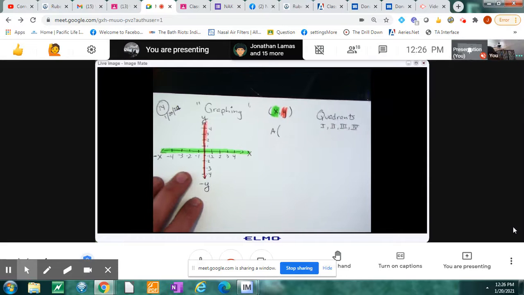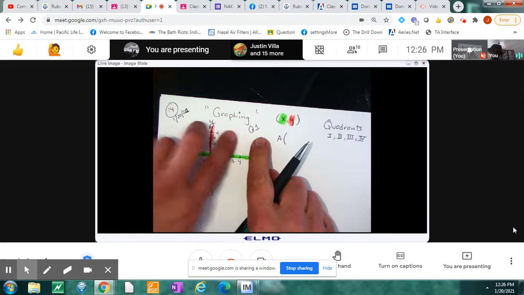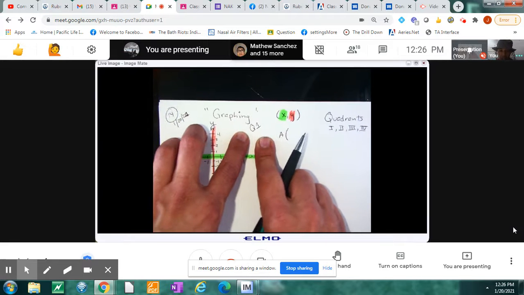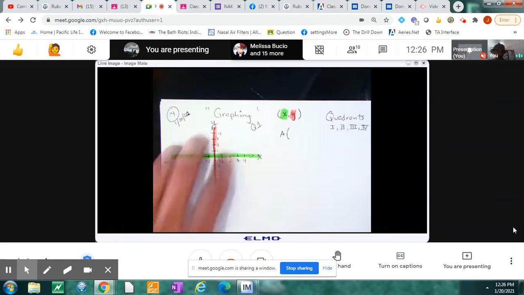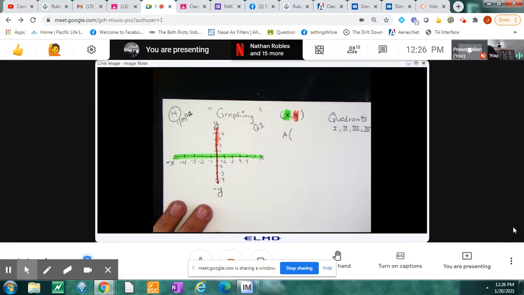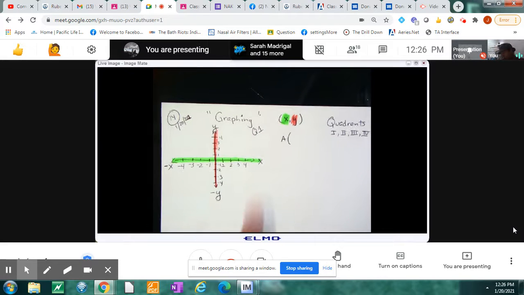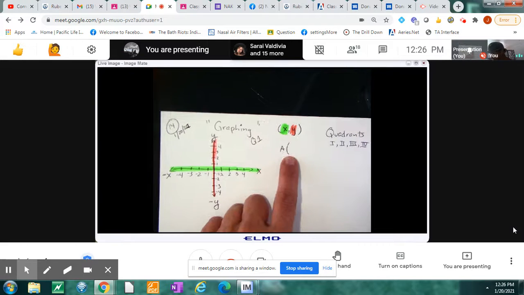All right. So the first one is obviously this one. Instead of writing the whole word, we're going to write Q1. Go ahead and write that real quick. Quadrants 1, 2, 3, 4. That's it. So this one's quadrant 1. Remember, the x has to come first.